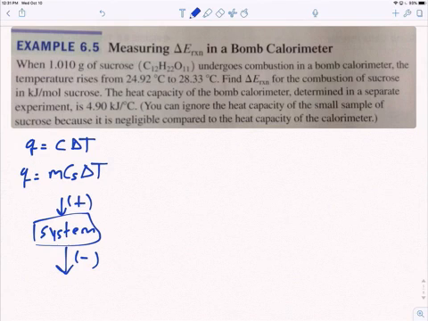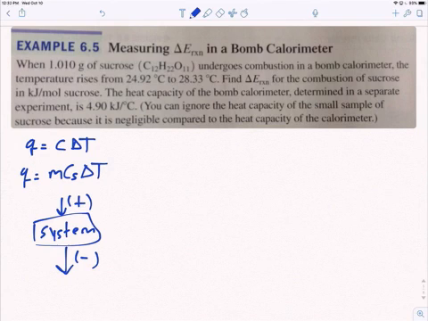When 1.01 gram of sucrose is burned in a bomb calorimeter, temperature rises from 24.92 to 28.33. Find the change of internal energy for the reaction, the combustion of sucrose, in kilojoules per mole sucrose. The heat capacity for the bomb calorimeter is 4.9 kilojoules per degree Celsius. And ignore the heat capacity of sucrose because it's negligible.